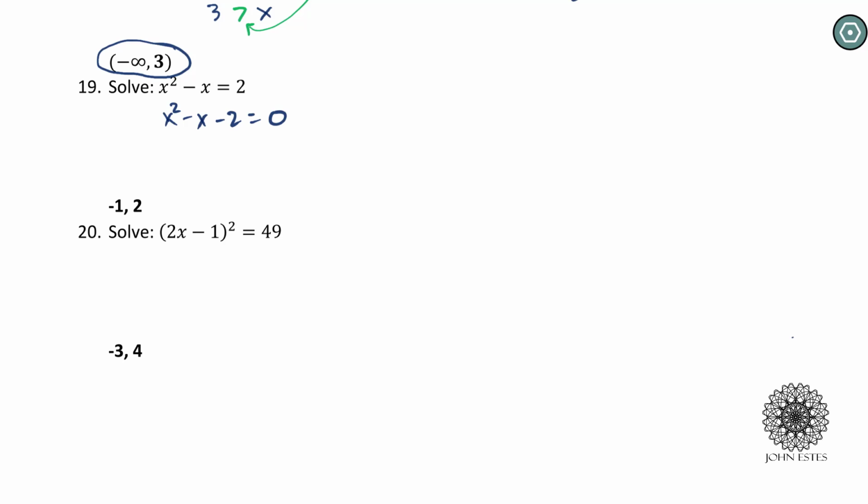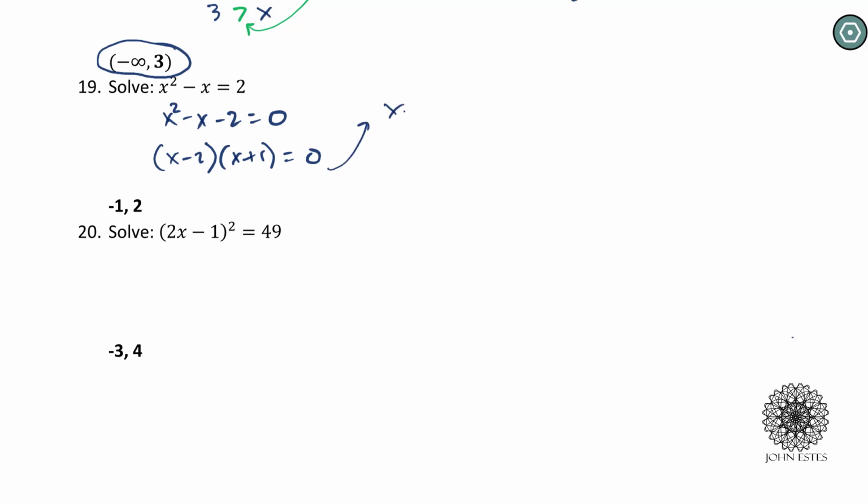And in factoring, I think of two numbers that multiply to give me negative 2 and add to give me negative 1. How about x minus 2 and x plus 1? I believe that'll do it. Multiply to give me negative 2, add to give me negative 1.